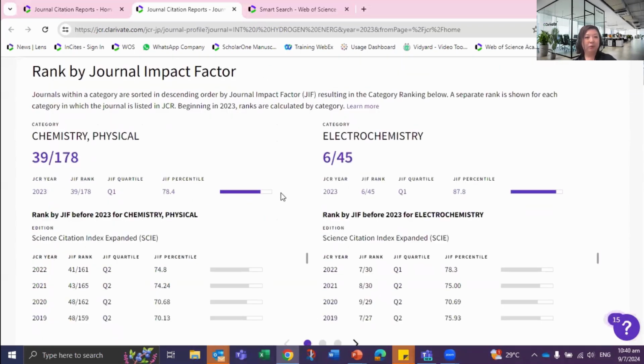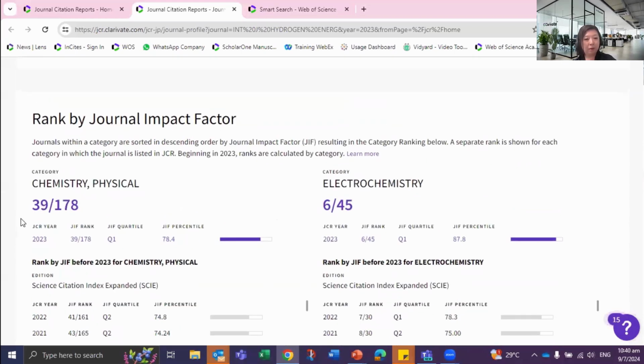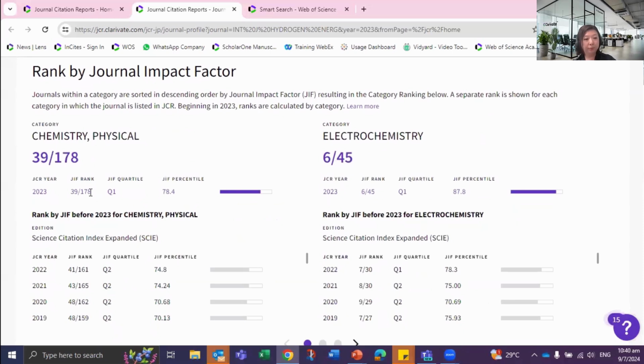Next, we have ranking. So this is the quartile. You would notice that this journal is in 2 subject categories, chemistry and electrochemistry. For each one of them, they are given a ranking, quartile 1.